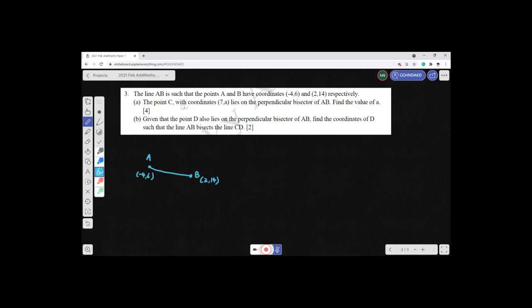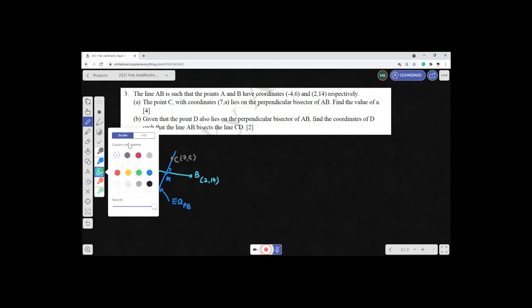They say the point C with this coordinate lies on the perpendicular bisector of AB, meaning there is a perpendicular bisector. What does perpendicular bisector mean? It means that at the midpoint of A and B, in this perpendicular line, there will be a line to the coordinate C, which is 7A.